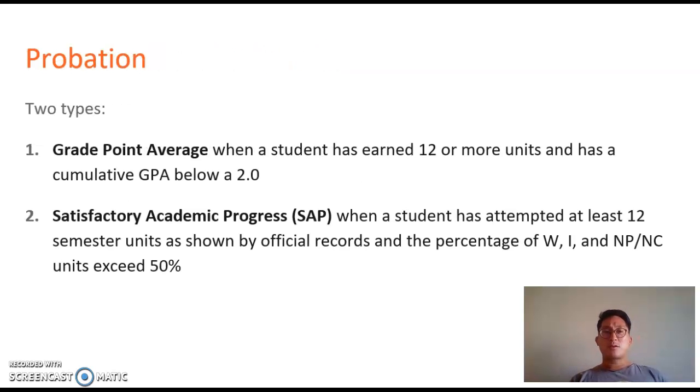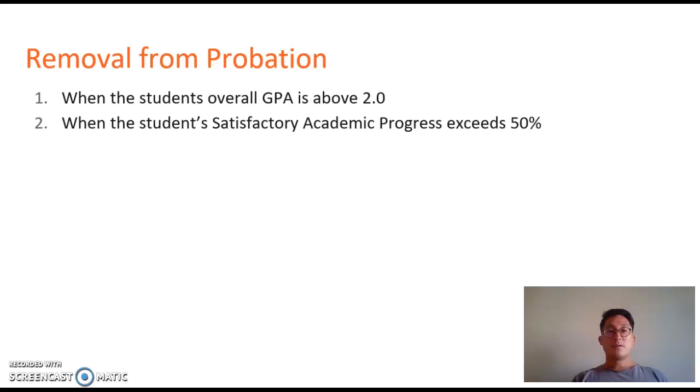Okay. So there are two types of academic probation. One type is GPA, and that's if a student has taken 12 or more units at the college and their GPA is below 2.0. Satisfactory academic progress, SAP, is when your completion rate in courses is less than 50%. And of course, this can affect you in terms of enrolling in classes, but also with financial aid and scholarships.